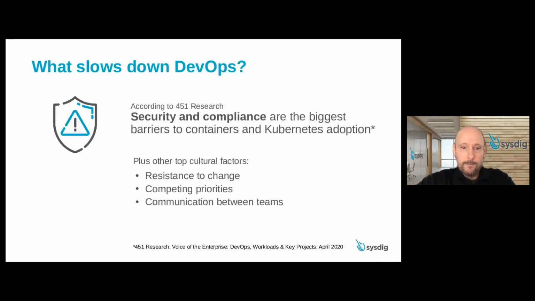So we're going to start by answering the question, what slows down DevOps? There's a report out by the firm 451 Research, and it's really no surprise that they found that security and compliance end up being the biggest barriers to adopting this new way of rolling out applications. We'll talk about some of the reasons why in just a second. At the end of the day, we get excited about delivering apps in this way, but if we wait to address security till the end, that's oftentimes where things get stopped.